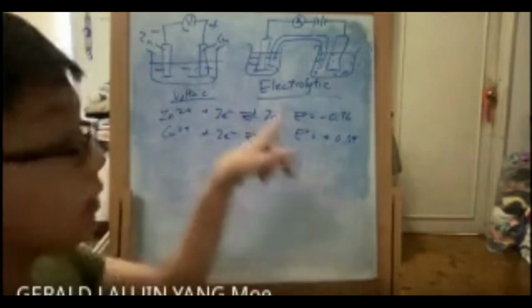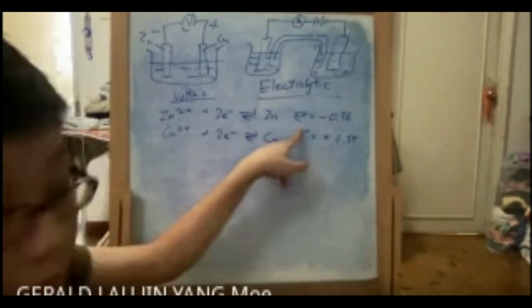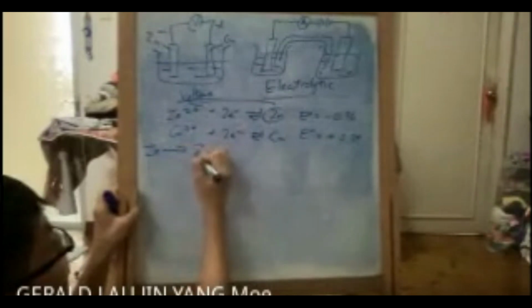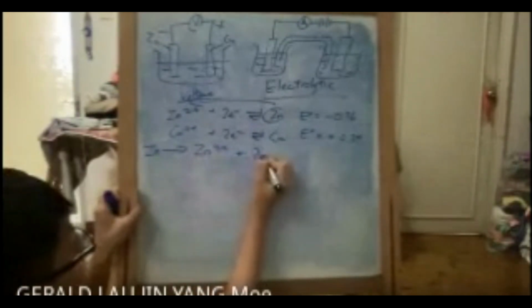Okay, zinc is on top. Zinc, very good Eunice, thank you. Zinc is more negative, so it is on top. Start from where? Left or right? On top. Start from right, go to the left. So zinc produces zinc ion plus 2e minus.